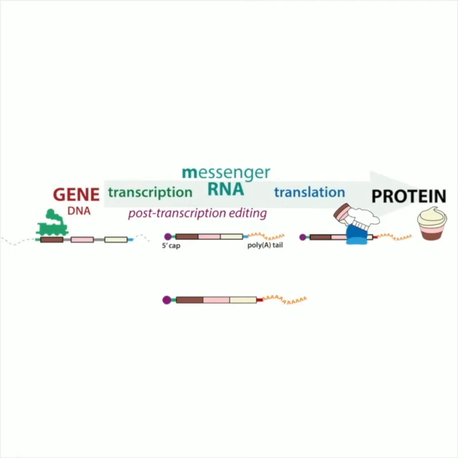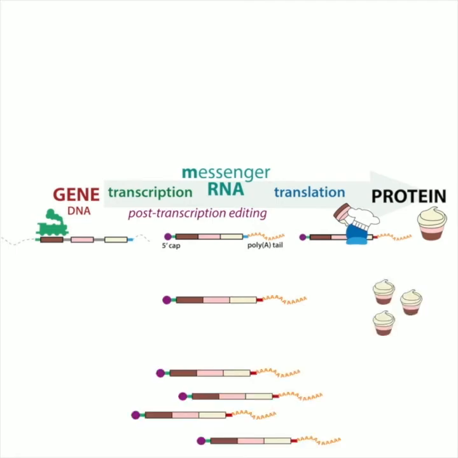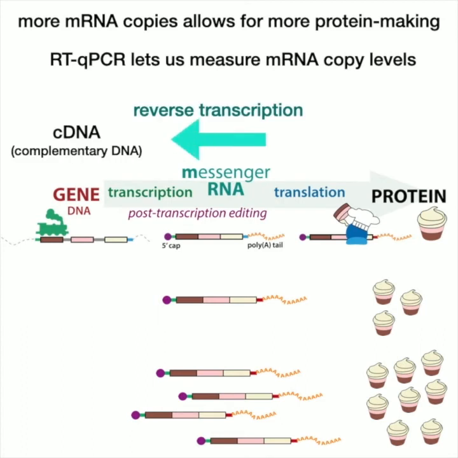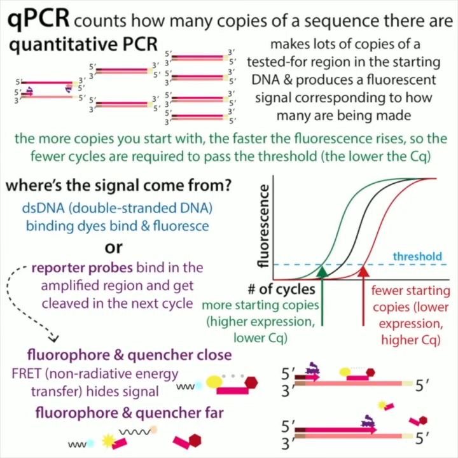So the basic idea is that when you're looking at mRNA levels, the more mRNA copies you have, the more potential you have for making protein. And so RT-qPCR is a way to measure mRNA copies by reverse transcribing the mRNA into a complementary DNA, cDNA. The purpose of doing this is it stabilizes it and allows you to use PCR to make lots of copies of it. And then you measure how many copies are made to get an idea of how many copies you started with.